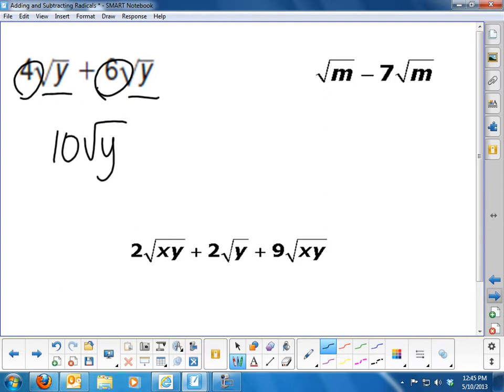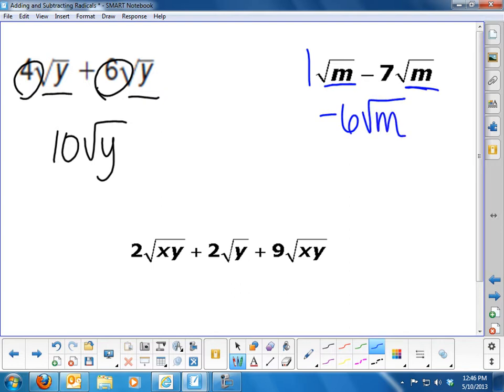Let's look at the next one. Square root of m minus 7 square roots of m. What is the coefficient that I could write in front of the square root of m? That would be 1. Just like in front of x, we have a 1x. So I can write in a 1. These are like terms because what's under the square root is the same. So I subtract, 1 minus 7 gives me negative 6. I keep the square root of m, square root of m.